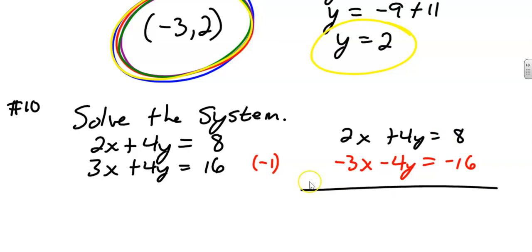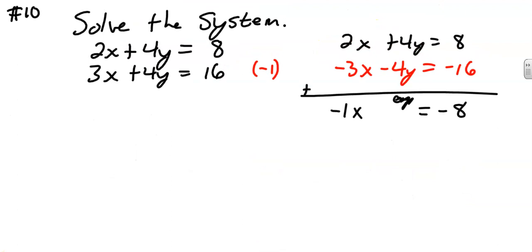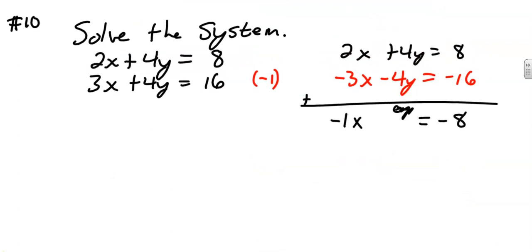Okay, and then from there, just whatever it says to add or subtract, do it. 2 minus 3 is negative 1. That goes to 0y, which is what we want, because if that's 0, it's just gone. 8 minus 16 is negative 8. Okay, and then just divide both sides by negative 1. So I'm going to get x is equal to 8.